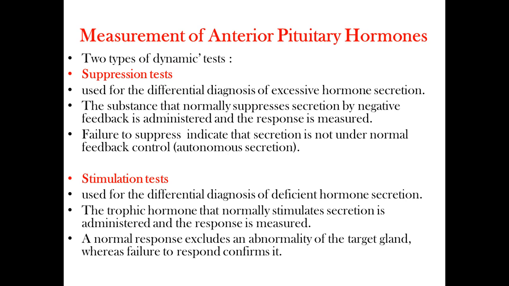For example مثلا I know that the growth hormone is suppressed by hyperglycemia. ممكن I will induce hyperglycemia and I measure the level of the growth hormone. أتوقع مفروض normally it will decrease. Failure to suppressed, it means that it is not under negative feedback control.